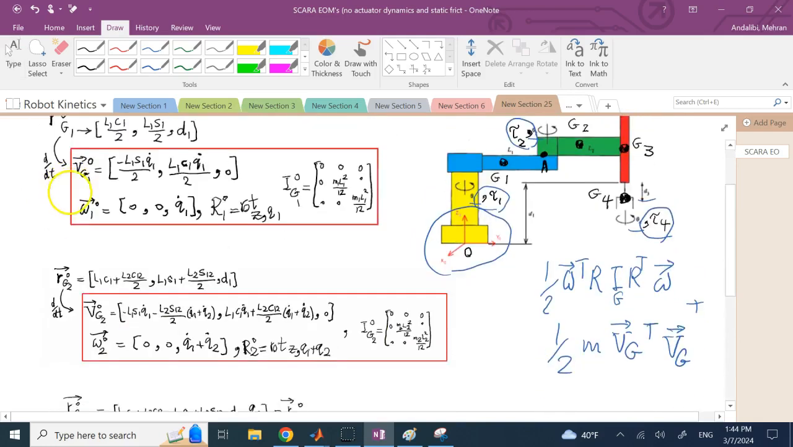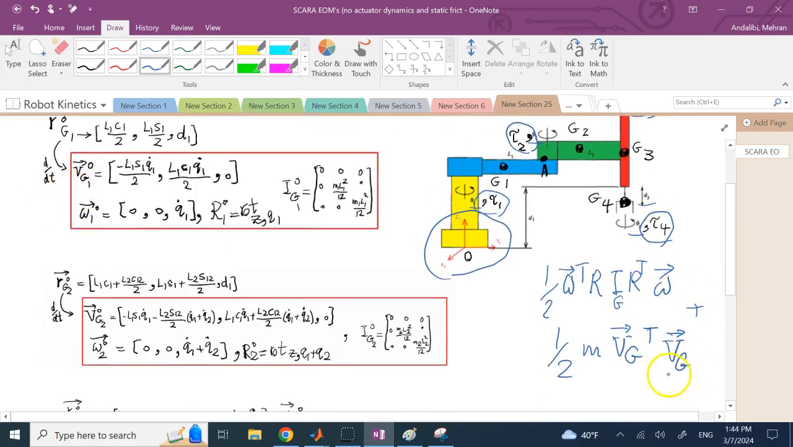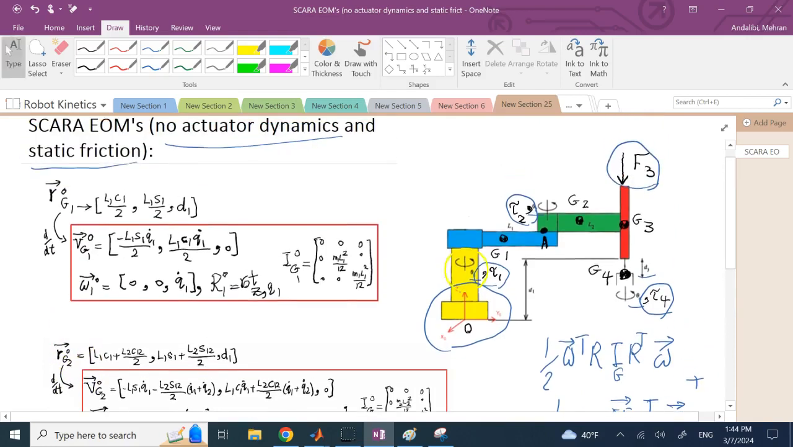So in order to find the V's, we need to find the location of the centroid and then take time derivative for that. So the three parameters that are involved for the geometry of the robot here is this offset D1, and this length L1 and length L2. These are the three parameters that here we have included. We can add more, but this is enough for a simplified derivation.